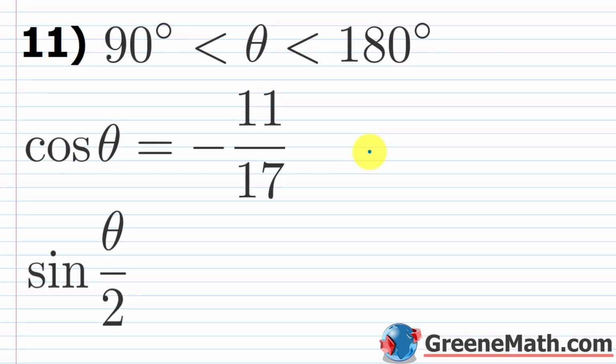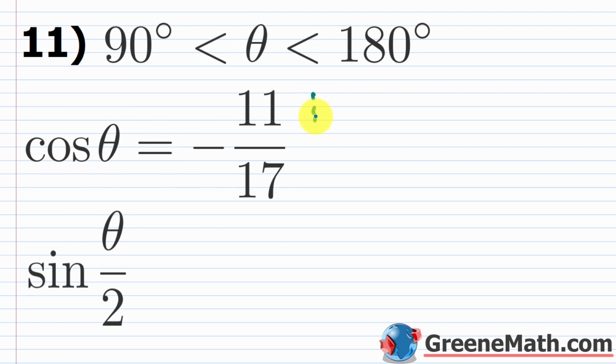All right, let's take a look at problem number 11. So here we're given that theta is greater than 90 degrees and less than 180 degrees. So theta is in quadrant 2. Now we're given that cosine of theta is negative 11 over 17. And that makes sense because cosine values are negative in quadrant 2.